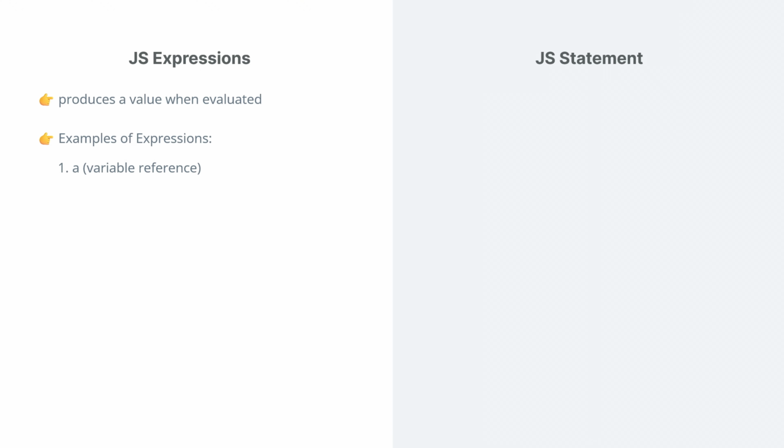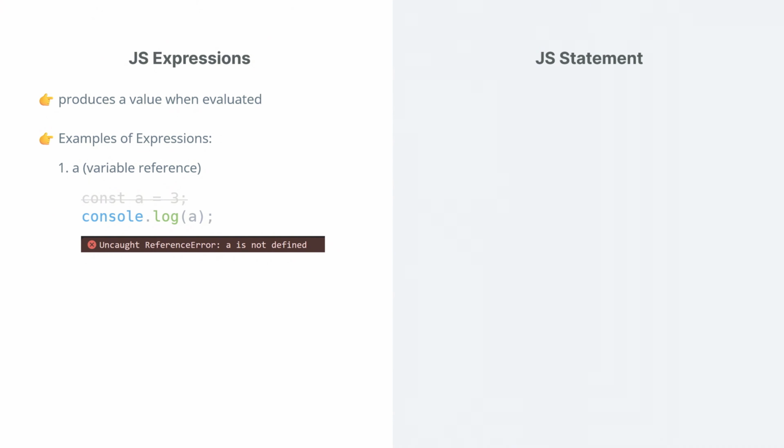1. Variable a. Here, a is a variable. For example, if you previously defined const a equals 3, then a here is reading the value of this variable. What if it hasn't been defined before? Even if it hasn't been defined before, it's still an expression. It's just that it will throw an error at runtime, saying a is not defined.